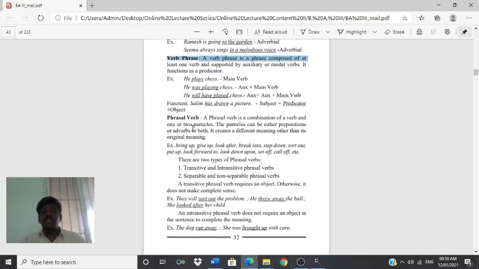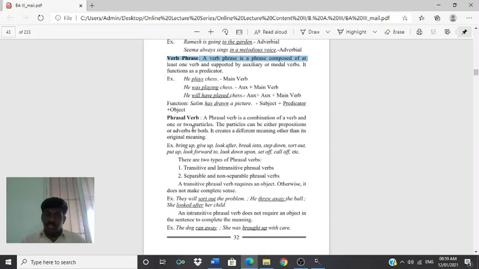For example, he plays chess. Plays is a main verb. Understand the verb phrase. He was playing chess. Was playing: was is the auxiliary verb to be, plus main verb playing. Or third one, he will have played chess. Will have: will is an auxiliary verb plus modal auxiliary have plus main verb. So this is how you can understand the structure of a verb phrase. It always contains one main verb and other auxiliary verbs.